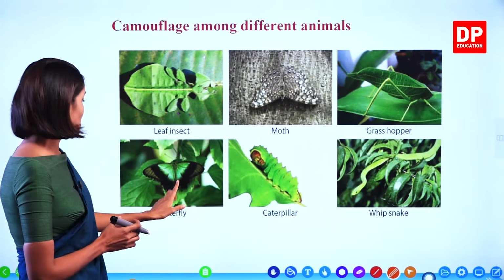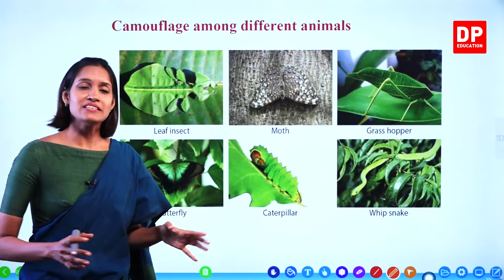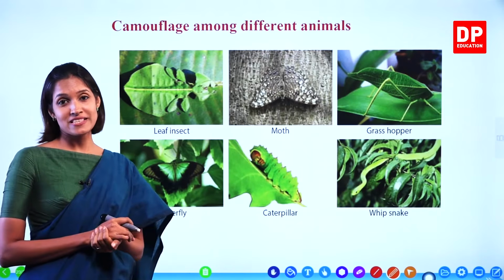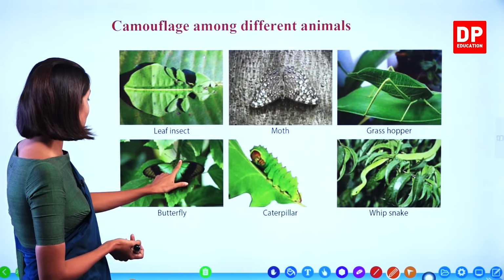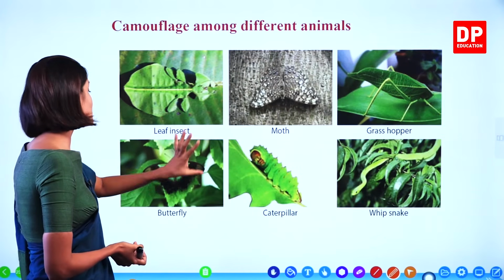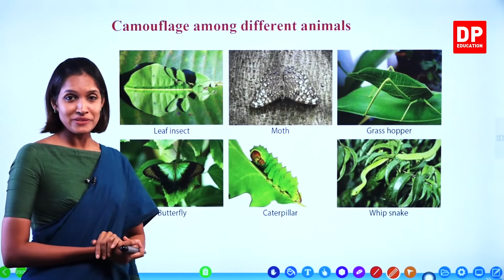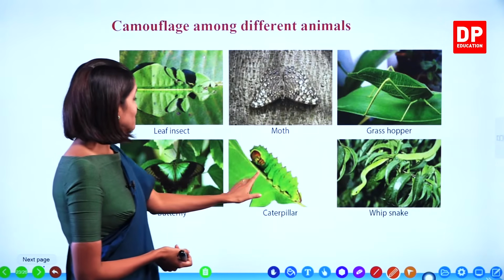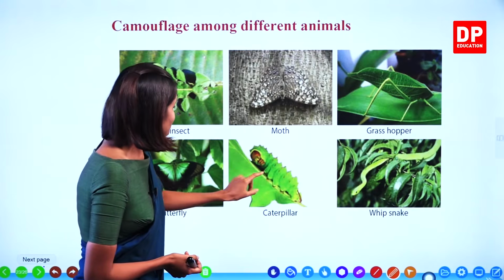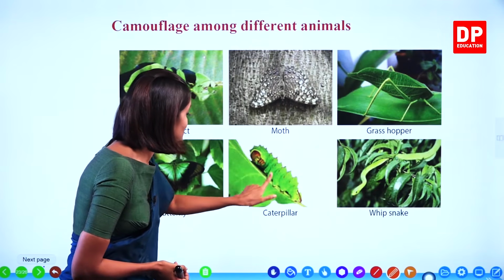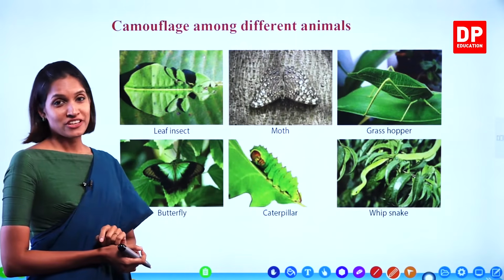Look at this butterfly. Now when we consider butterflies, there are different colored butterflies. Okay, so look at this butterfly. This butterfly has a green part that nicely blends with the environment. Okay, and caterpillars also come in different colors. Right children, so this caterpillar nicely blends with the leaf.